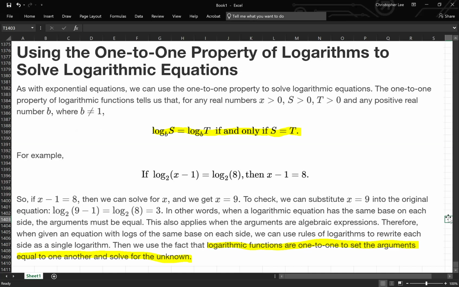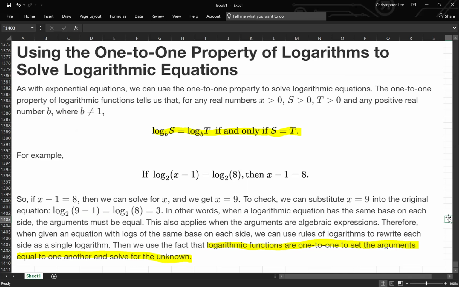So for example, if log base 2 of x minus 1 is equal to log base 2 of 8, then because they're the same log, same base, I could just deal with what they're going to. So x minus 1 is equal to 8. Solve for x. So if x minus 1 equals 8, we get x equals 9. To check, we can substitute x equals 9 into the original equation. Log base 2 of 9 minus 1 is equal to log base 2 of 8, which is equal to 3.